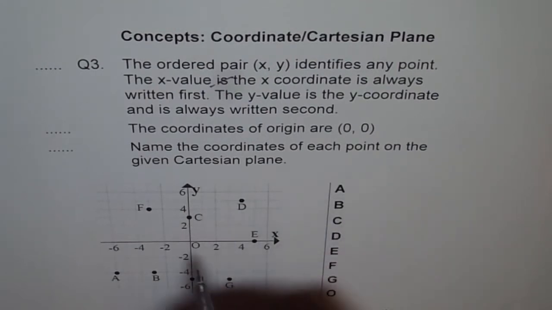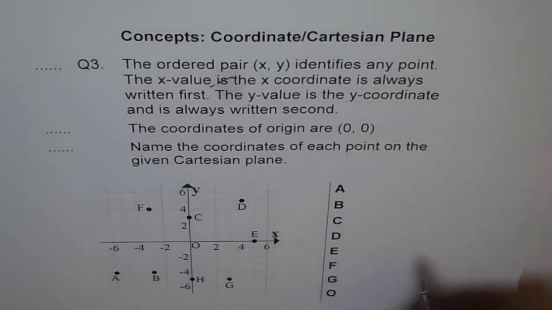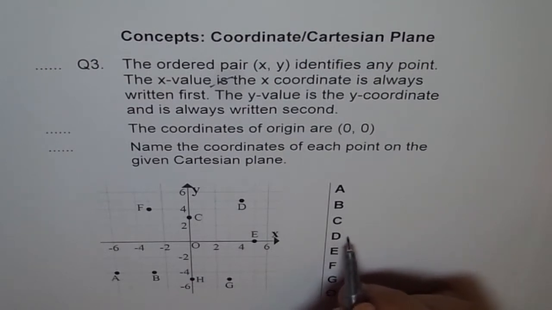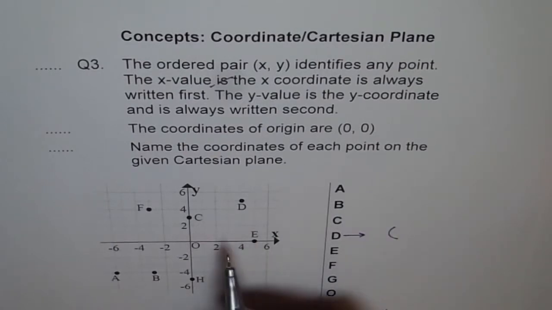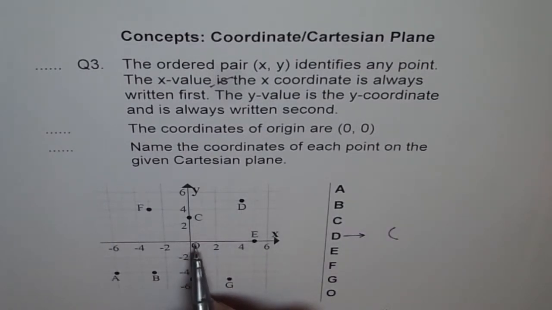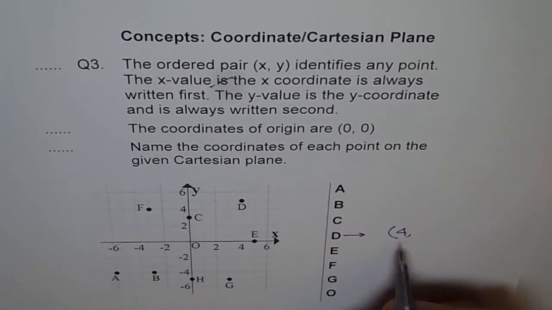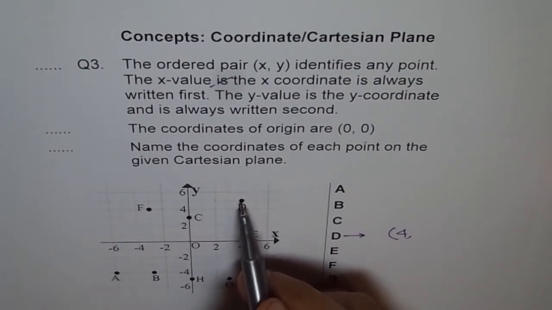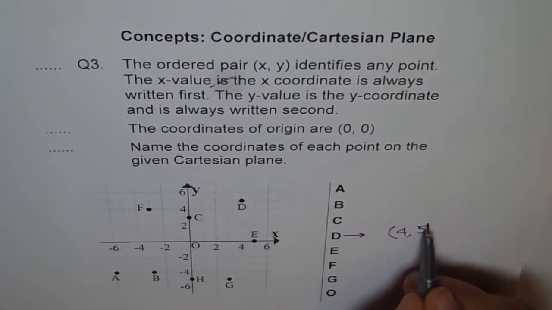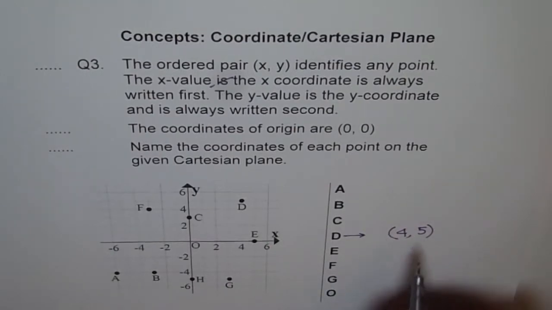Let's take a point D, for example. Here we have taken D. The x coordinate is along the x-axis, so it's 1, 2, 3, 4 units. We write those 4 units first. Then to reach D, vertically we move 1, 2, 3, 4, 5 units, and we write 5. That is how we get our ordered pair, and it uniquely identifies the position of any point on the coordinate plane.